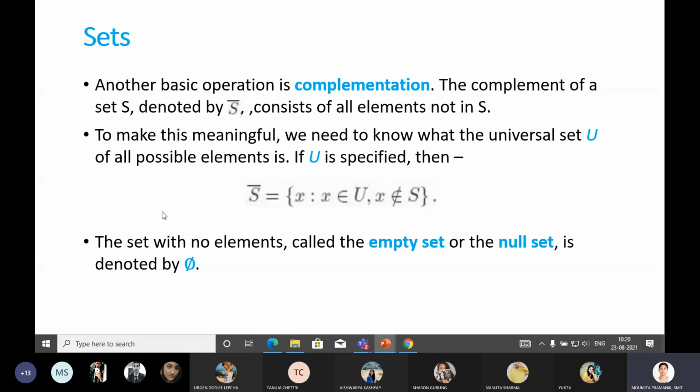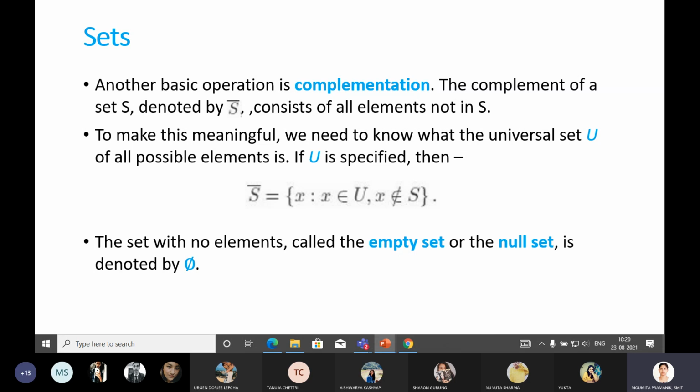Okay, next is the operation, that is complementation. So what is complementation? Complementation consists of all the elements that are not part of the set. Okay, so the complement of set S is denoted by S bar. So whenever you see the bar over any particular set, we understand that it is representing the complement of that particular set.